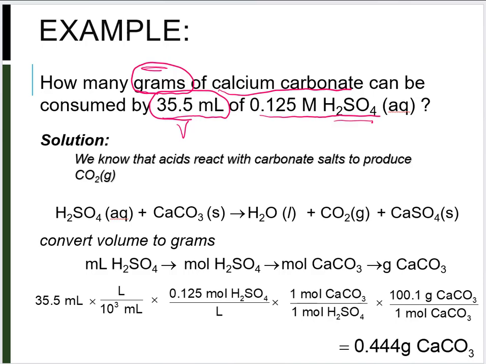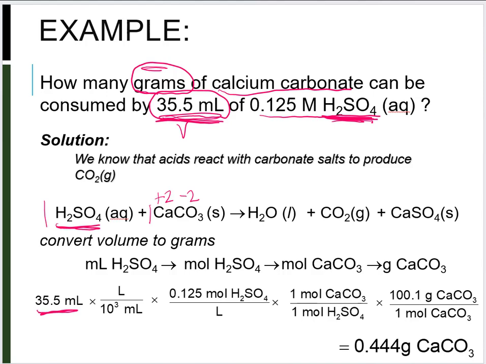So CaCO3, we know that that is that formula because calcium is a +2. And if we look at our polyatomic ion sheet, carbonate is a -2. So CaCO3. And we're told that we're combining it with H2SO4. So H2SO4 is my other reactant. All right. So in this balanced reaction, we can see that we have a 1-to-1 ratio. We're starting with our 35.5 milliliters.